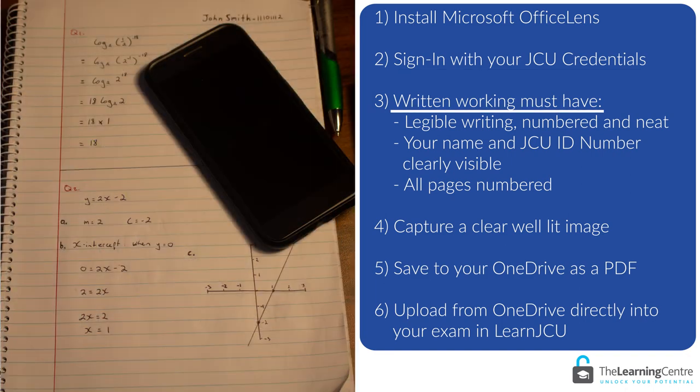Ensure that all written working is neat and that each question is clearly numbered. Remember that if the marker can't read your working, it can't be graded. Finally, your name and JCU ID number should be clearly visible.